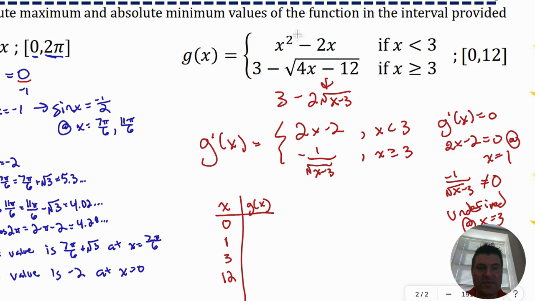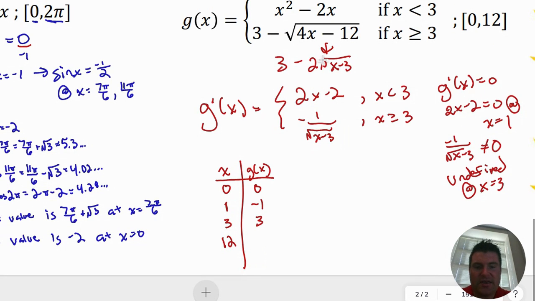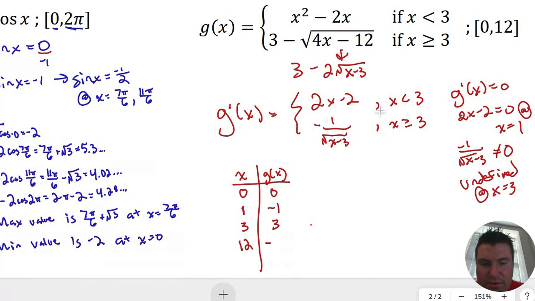So 0 is going to go in this top piece right there, which is going to give me a value of 0. 1 is also going to go in this top piece, because we're still less than 3. And that is going to give me an answer of -1. When I substitute in a 3, I'm going to get 9. Down here on this one, I'm going to get 3, which I did earlier. And then when I plug in a 12, I'm going to get 3 minus 2 root 12 minus 3. It's a lot of math. I end up with a value of -3.